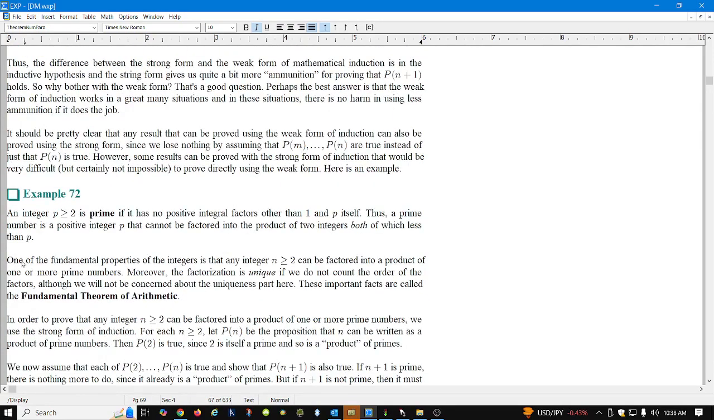Okay, example. I think you probably know an integer greater than or equal to 2 is prime if it has no positive integral factors other than what it always has to have, 1 and itself. Or put another way, it can't be factored into a product of two positive integers, both of which are less than p.